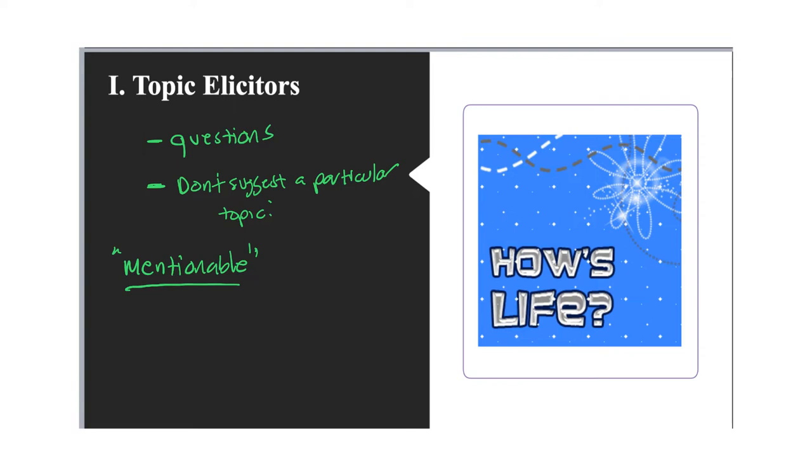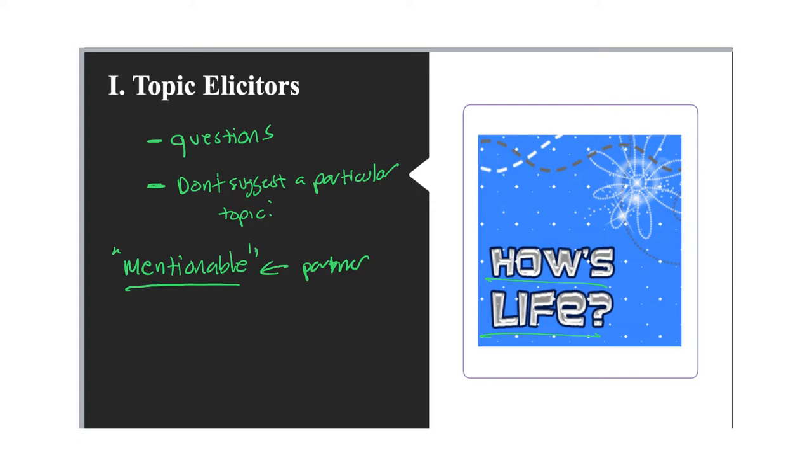So a topic elicitor then, when you throw a topic eliciting question like, how's life, for example, you're putting it on your partner to decide what the mentionable is going to be. So your partner, if you guys are really close, for example, might start talking about what they did with their niece or nephew last night, and you know the nephew and niece by name. And so the niece and nephew and what we did last night is the mentionable.